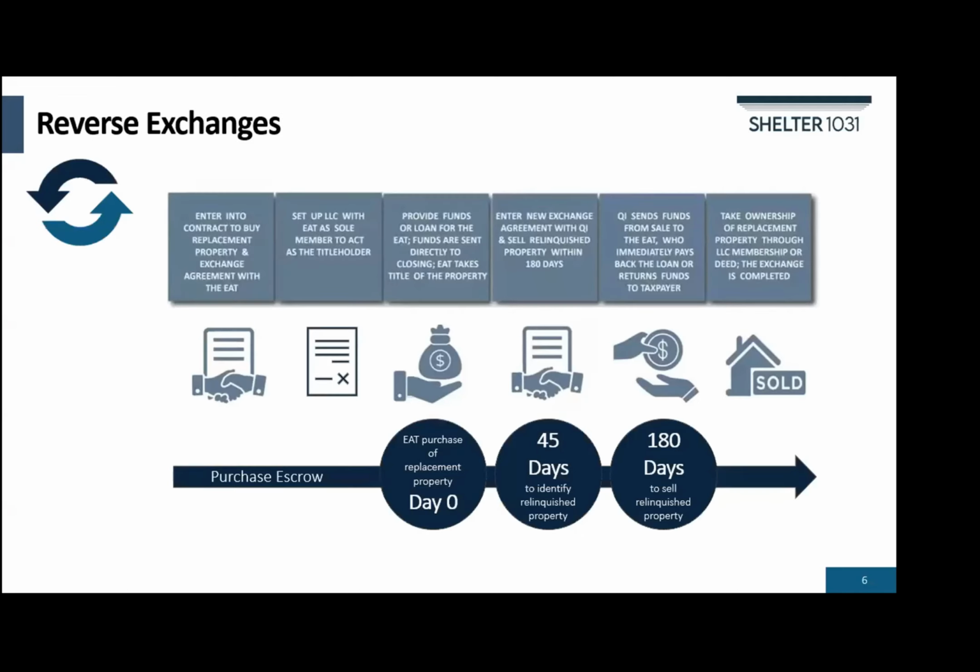Our next topic is reverse exchanges. In a reverse exchange, a taxpayer ties up their replacement property before they sell the relinquished property. This happens when an opportunity for a great property comes along before you have time to list and sell an investment property that you already own.